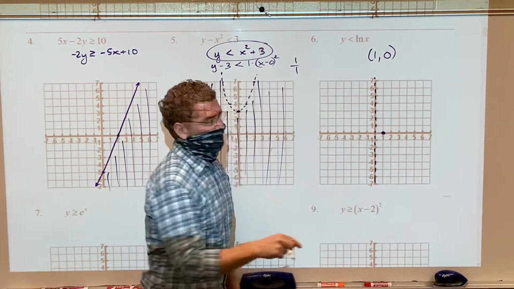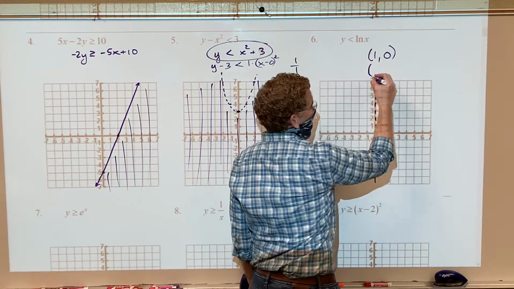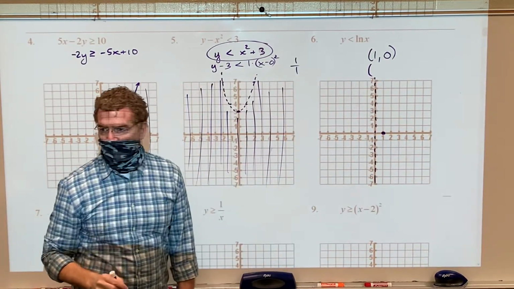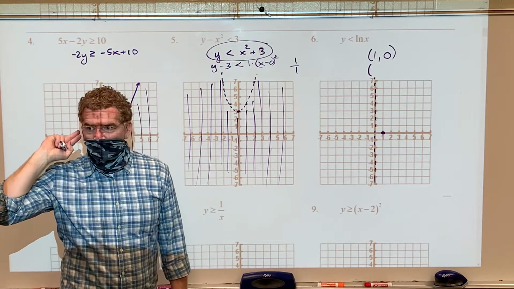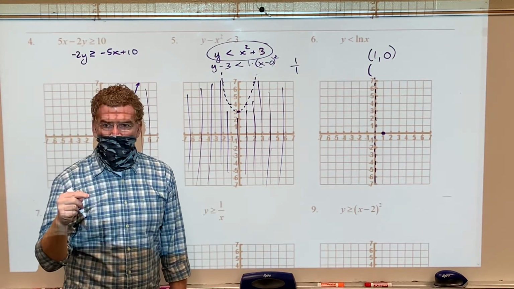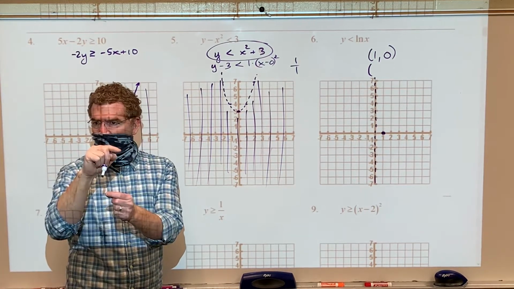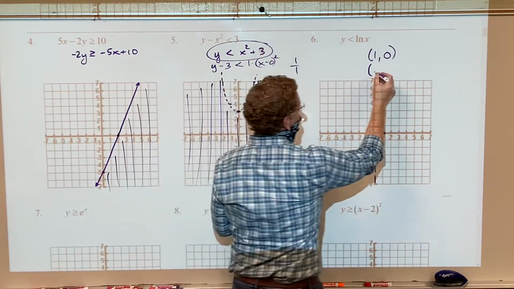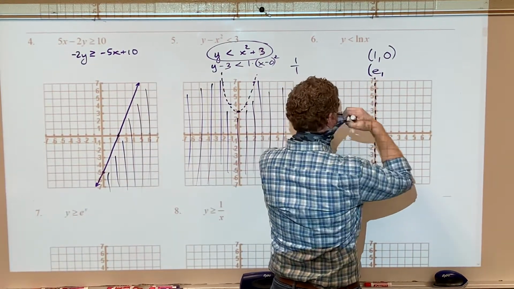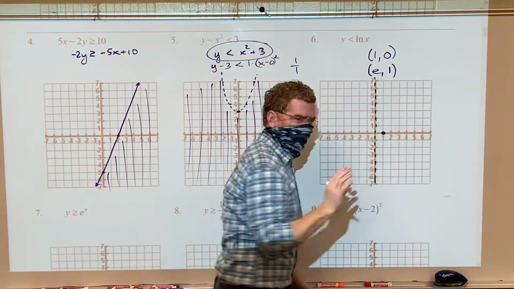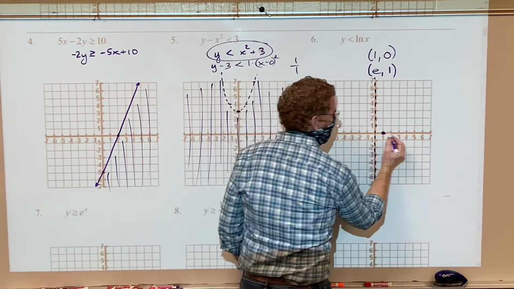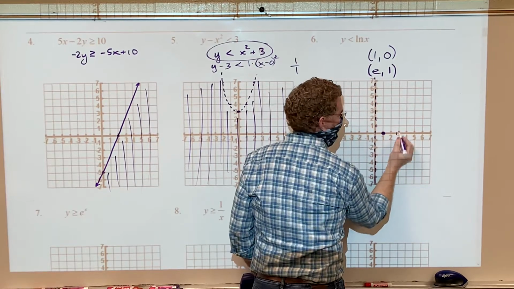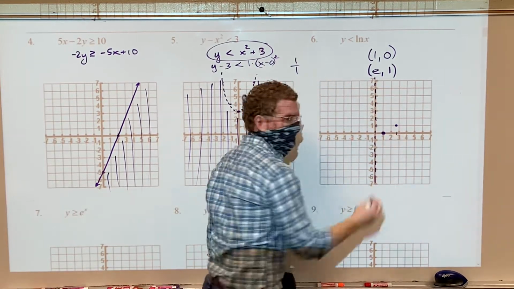And then what other value can I plug in for x that I can simplify without a calculator? e. It's log base e, right? What's log base e of e? 1. So I can plug an e in and get a 1. And what is e approximately? 2.7. So I could go over 2.7, which is about that, and up 1. And that's all I need, is a couple points.